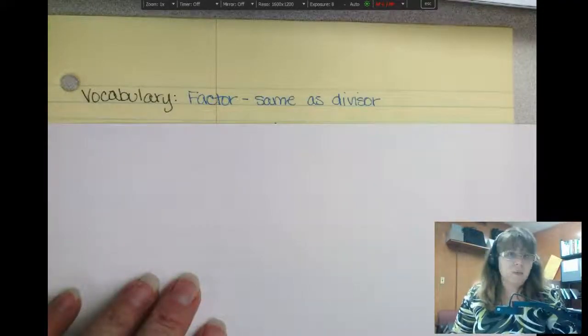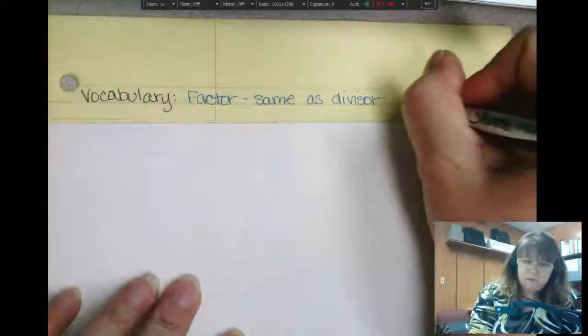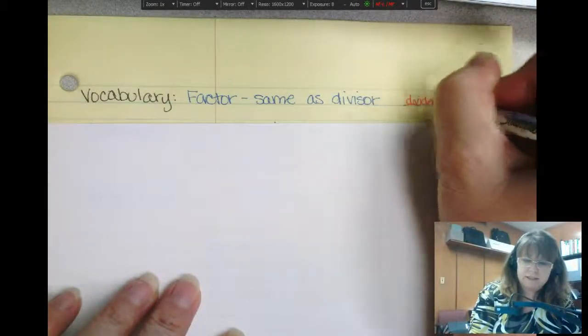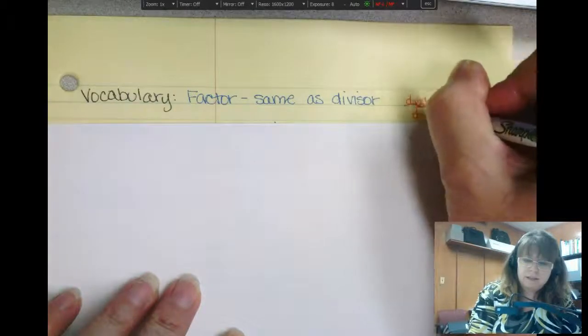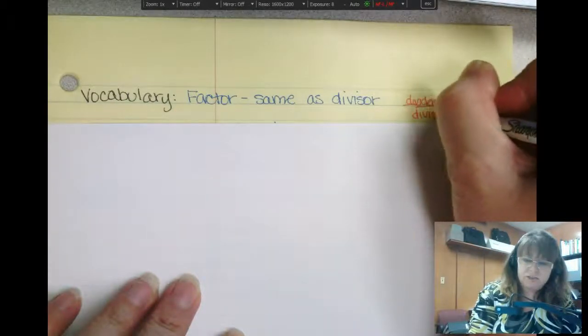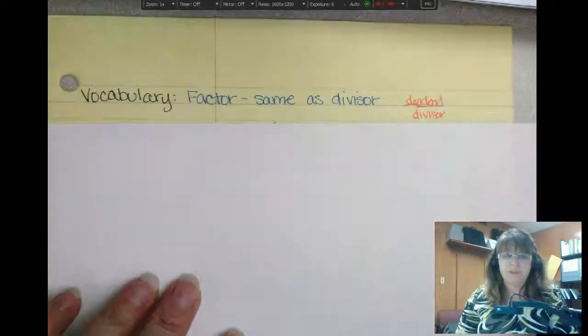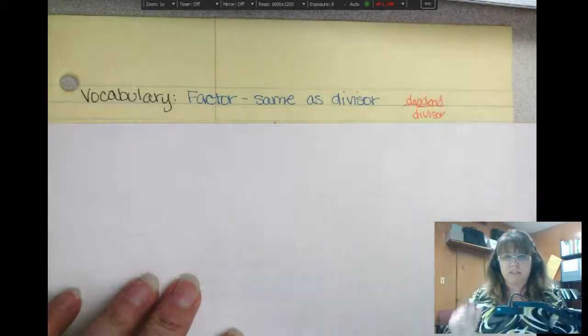Now you might hear the word factor. Factor is the same as divisor. When you're looking at a fraction, remember that it's a dividend divided by a divisor. The divisor can also be called a factor. Generally, there are multiple factors.